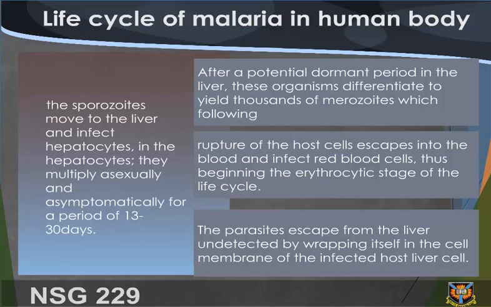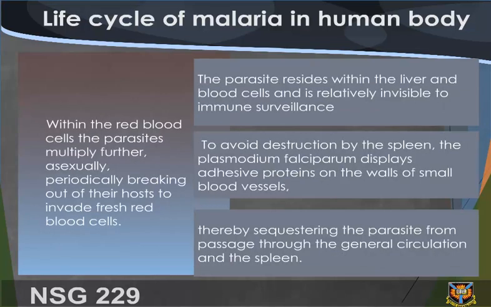The parasite escapes from the liver undetected by wrapping itself in the cell membrane of the infected host liver cell. Within the red blood cells, the parasites multiply further, asexually, periodically breaking out of their host to invade fresh red blood cells. The parasite resides within the liver and blood cells and is relatively invisible to immune surveillance.